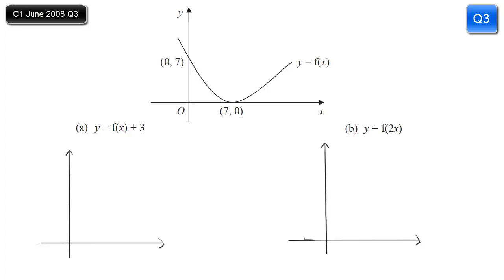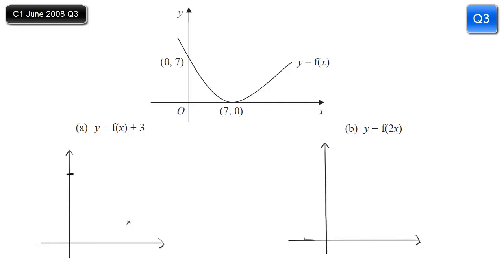So for part A, when we replace y equals f of x with y equals f of x plus 3, well, all the y values have been increased by 3. So that means the whole thing shifts up by 3 units. So instead of crossing at 0, 7, it's going to cross at 0, 10, somewhere up here. And instead of having a minimum point at 7, 0, it's going to have a minimum point at 7, 3.